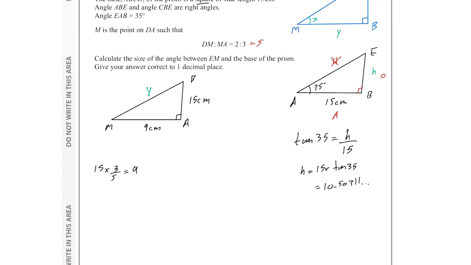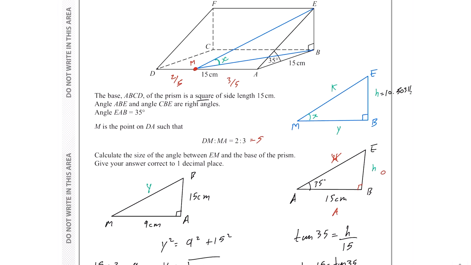And in this case, I can use the Pythagoras theorem. So we have A squared is equal to B squared plus C squared. But in this case, it's going to be Y squared is equal to 9 squared plus 15 squared. And we don't want to know what Y squared is. We want Y. So that's going to be the square root of 9 squared plus 15 squared, which is 17.492. So now we also know what this is, 17.492.